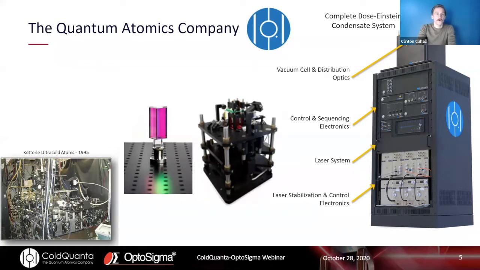So this is a quantum matter system, specifically a Bose-Einstein condensate, where we have everything from the lasers to the laser electronics, control electronics, all the way up to the vacuum cell and distribution optics. And so this is a complete and self-contained system for quantum matter. And now we would like to do the same thing with trapped ions.